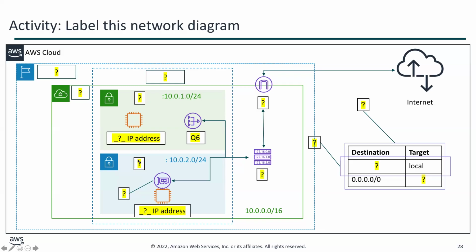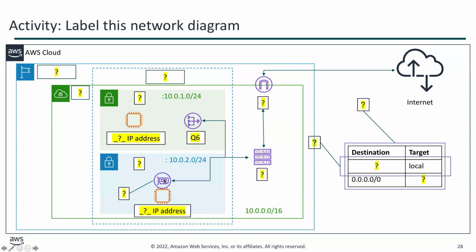This one, the IP address. Okay. What is Q6? Anybody? Exactly, NAT. Now let's move to the private. I've already said this is a private subnet.